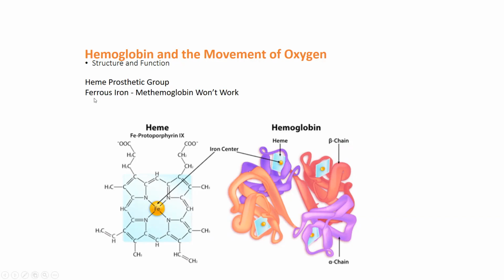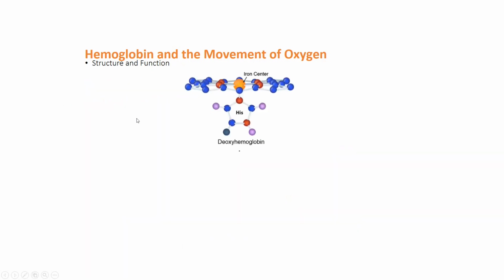There's a heme prosthetic group, the ferrous iron; methemoglobin won't work. When you have ferrous, that is the oxyhemoglobin. The methemoglobin is when you bind to ferric, that is Fe plus 3. Only Fe plus 2 binds oxygen, and that was on the exam, Fe plus 2.